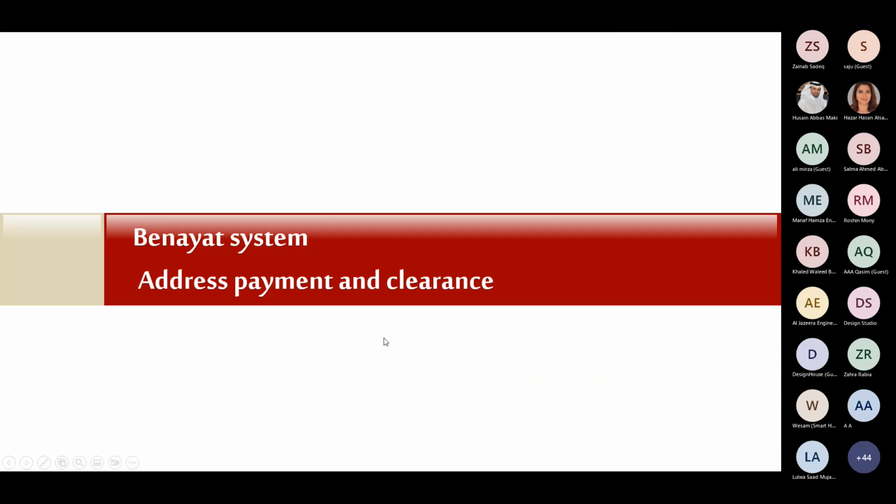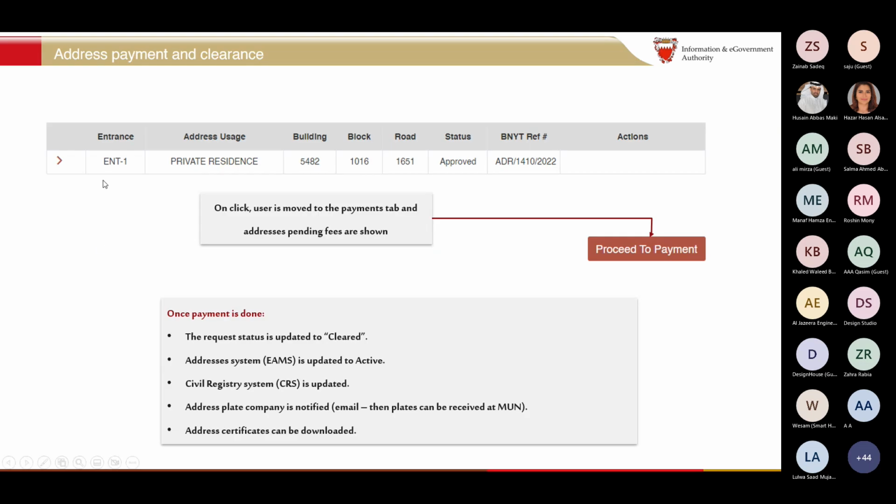Now we will move directly to after the request is approved by the addresses team in the Sarih system. We will go back to your screen in the BENAYAT system, where you can proceed with the addresses payment and clearance. When you access the BENAYAT system, you will see that the record is approved. So now you can click on proceed to payment to pay and clear the address.